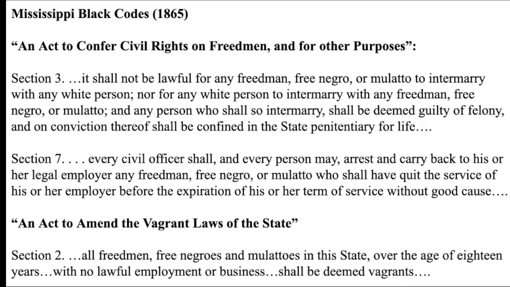So in section 2 of an act to amend the vagrant laws of the state: all Black people in this state over the age of 18 years with no lawful employment or business shall be deemed vagrants.